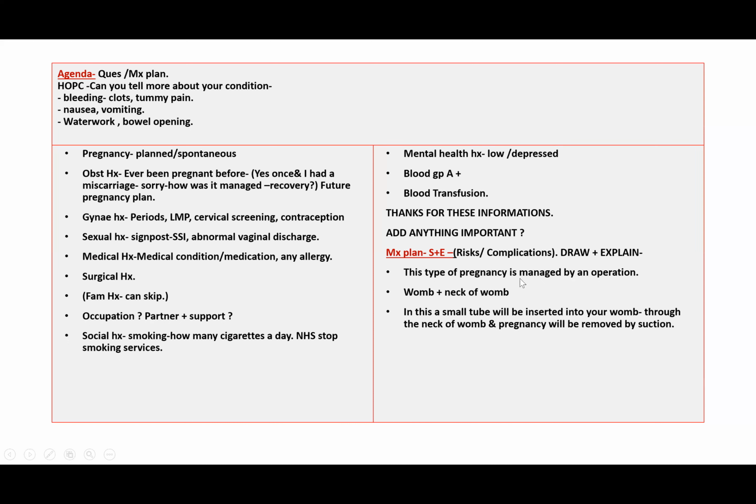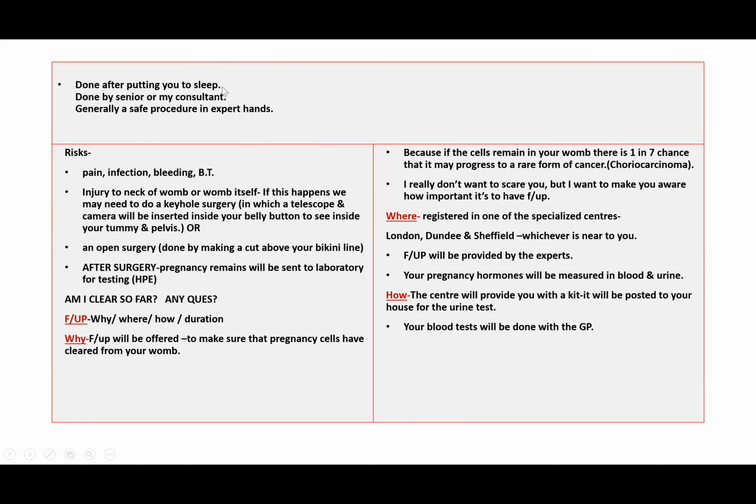You can draw and explain that and tell her first that this type of pregnancy is managed by an operation. We call it suction and evacuation. I will explain to you how we do it. This is the womb and neck of womb, and a small tube will be inserted into your womb through the neck of womb, and the pregnancy will be removed by suction, done after putting you to sleep, done by a senior or my consultant, generally a safe procedure in expert hands.